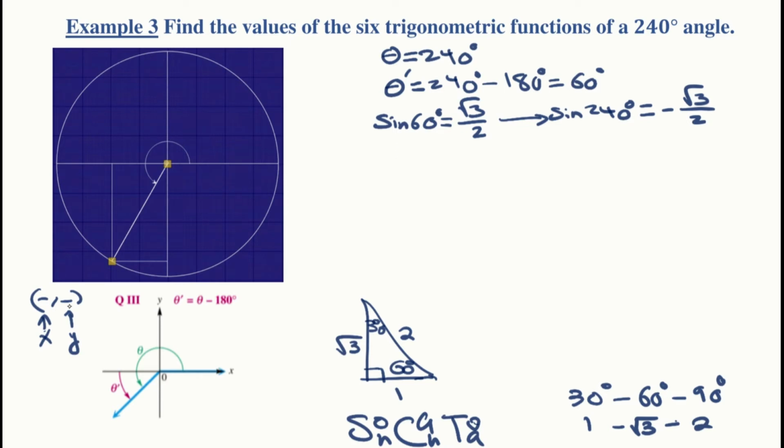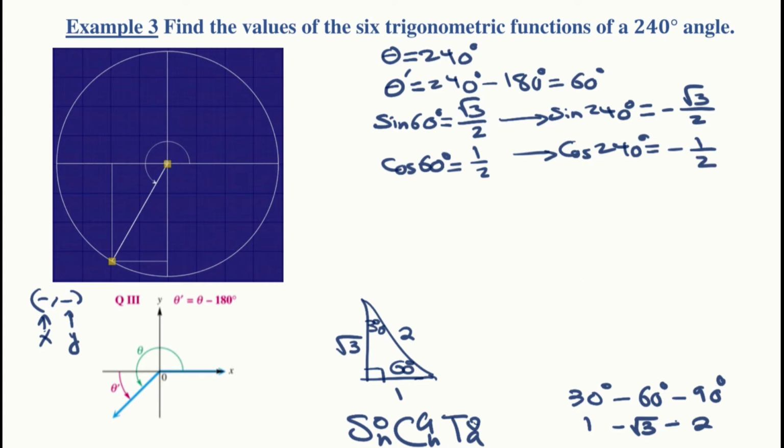Now the cosine of 60 degrees is going to be adjacent, which is 1, over hypotenuse 2. So this implies that the cosine of 240 is going to have the same value with the sign adjusted. Again, the x is negative as well, so the cosine will be negative. So we just adjust the sign and we get negative 1/2.